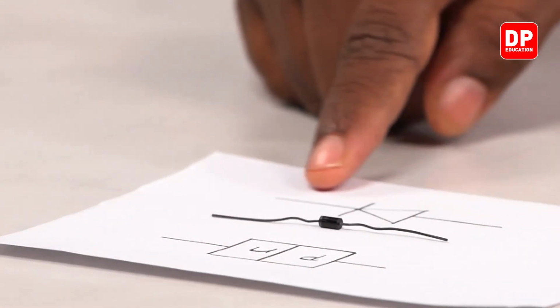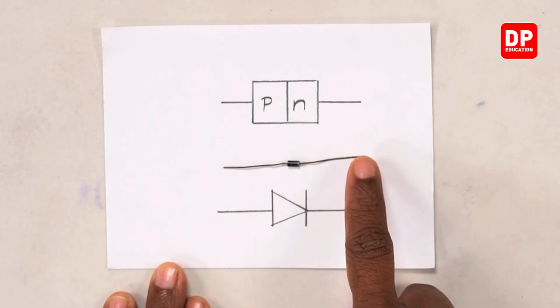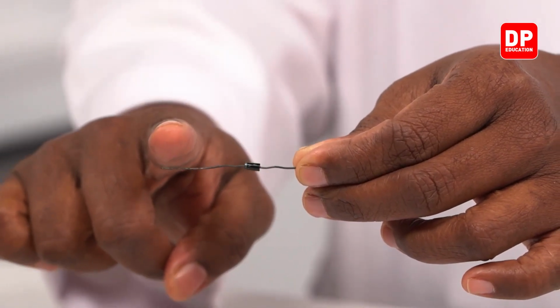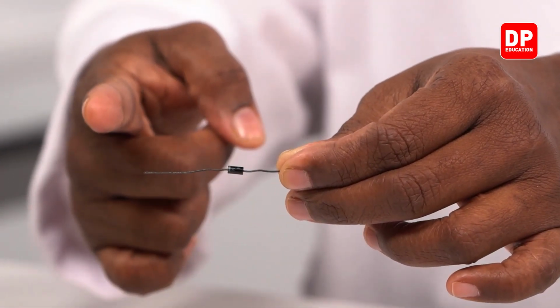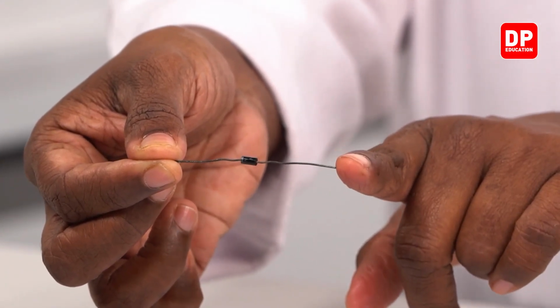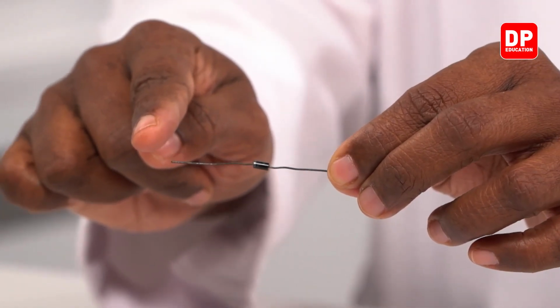Or else, if you take this symbol, here you can see the direction of the current flow from here to here. In this, where you have the silver line, like I told you all, that terminal is known as the cathode. And this terminal is the anode. This is the P terminal or anode, and this side we have the N terminal or the cathode. Always current flows from anode to cathode, or P to N.